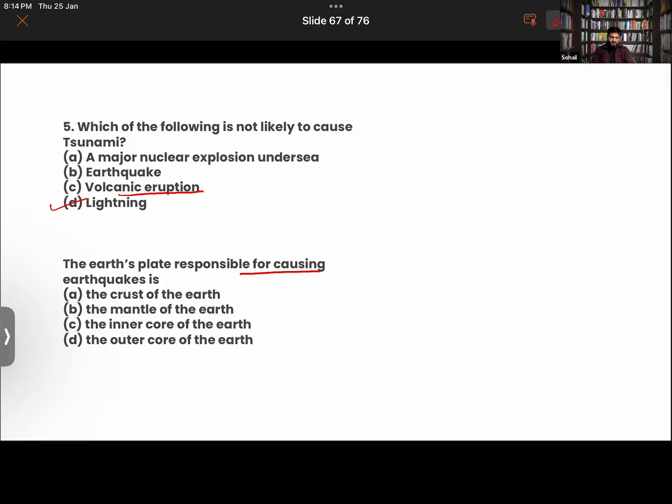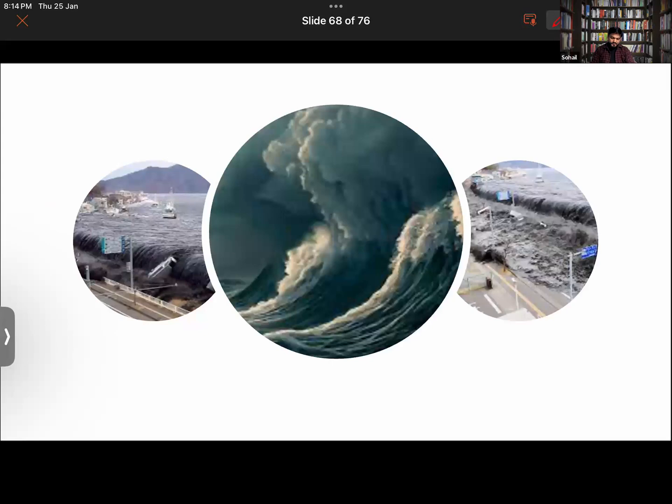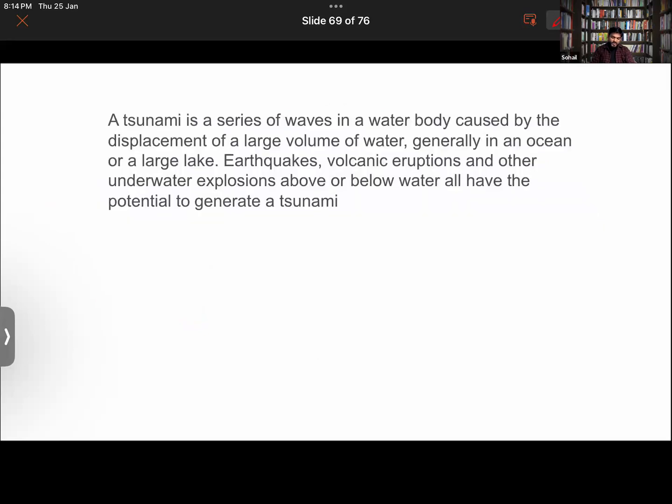Yeah, the crust of the earth. Good. Okay, let's understand about tsunami.